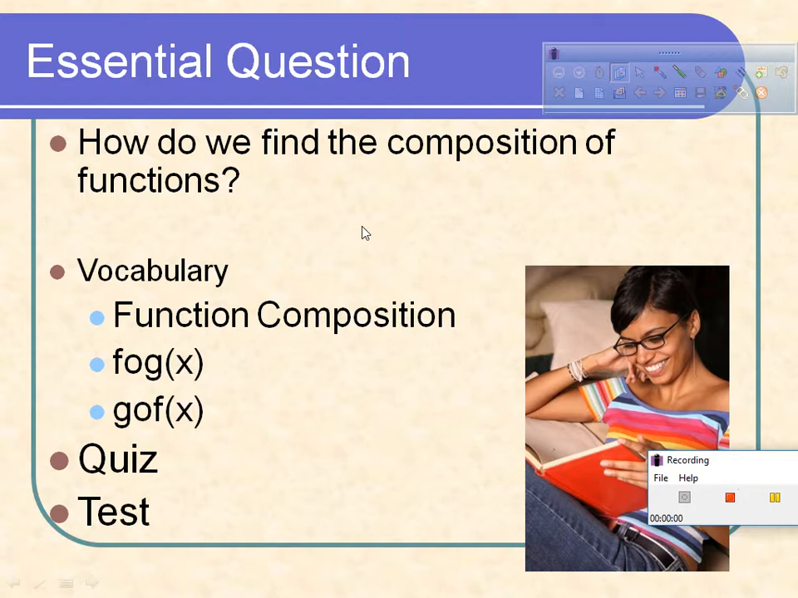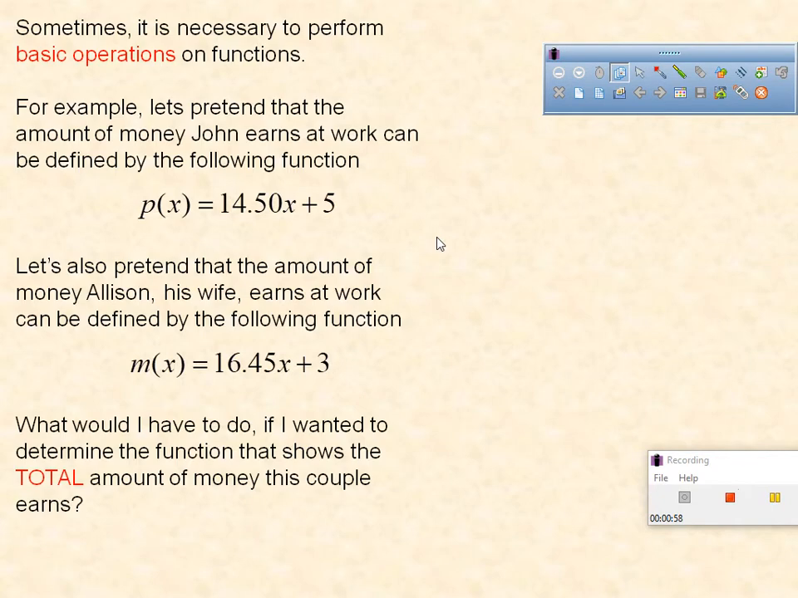All right, for this, let's just look at an example real quick that you don't have to write down, but let's look at it together. So let's say that I have two functions. Sometimes it's necessary to perform the basic operations on our functions, just like you have the basic operations on numbers: adding, subtracting, multiplying, and dividing.